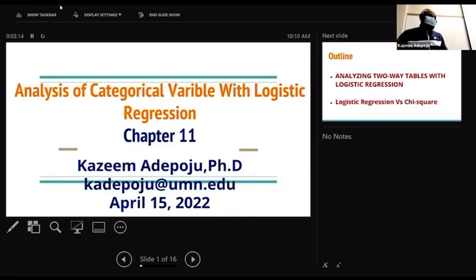We're basically going to continue from chapter 11. We started chapter 11 the other time, and we're gonna continue from there today.